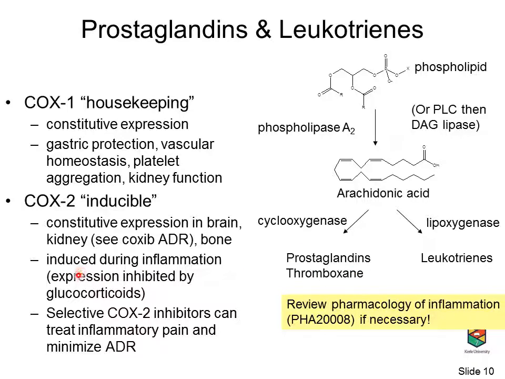And indeed, if you recall, glucocorticoids are anti-inflammatory, and one of the ways that glucocorticoids inhibit inflammation is by preventing the expression of COX-2. So what this tells us immediately is that if you were to have drugs that are selective for COX-2 over COX-1, you could potentially treat pain or inflammatory pain without having these gastric effects, because the gastric effects are mediated by COX-1.